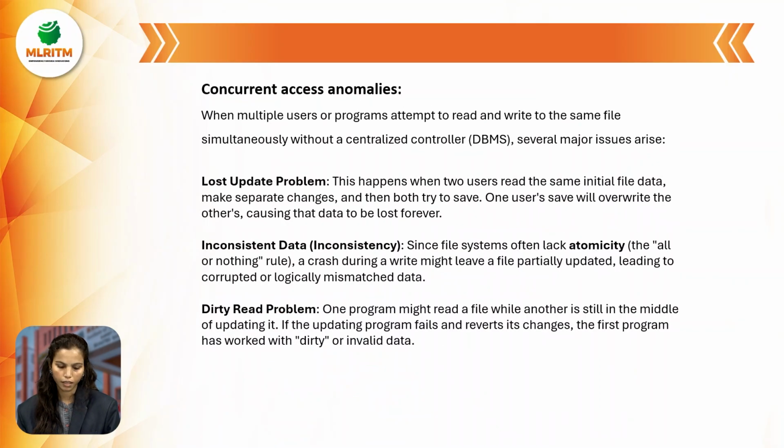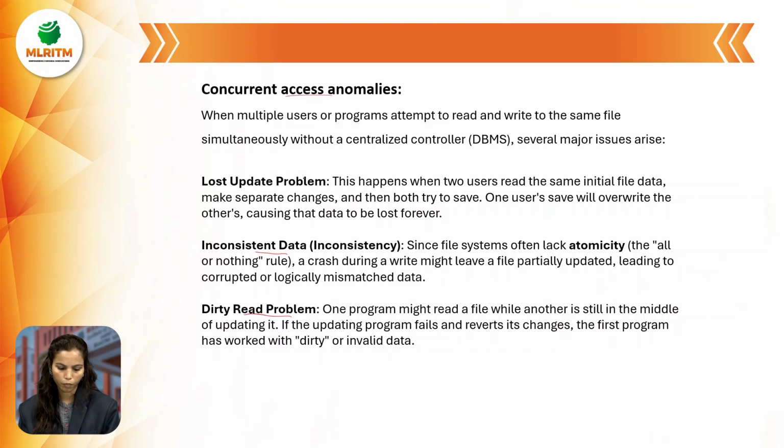Next, concurrent access anomalies. These occur when multiple users or programs attempt to read and write to the same file simultaneously. Without a centralized controller like a database management system, while using a file system, several major issues arise: the lost update problem, inconsistent data or inconsistency, and the dirty read problem.